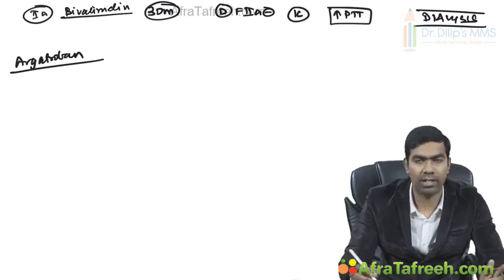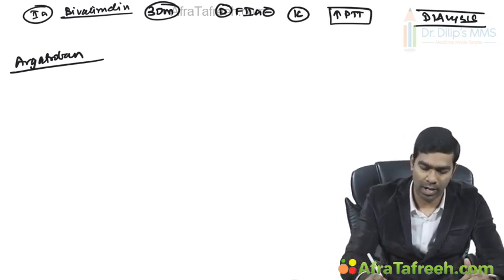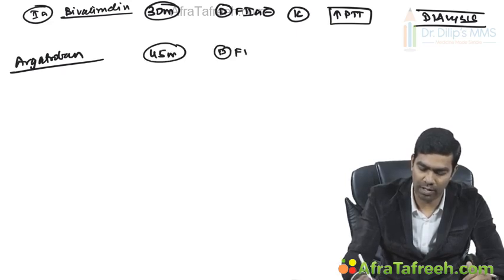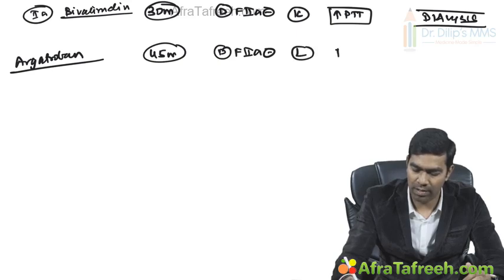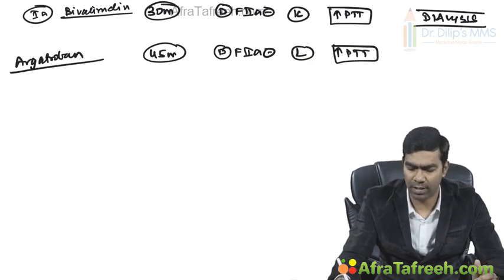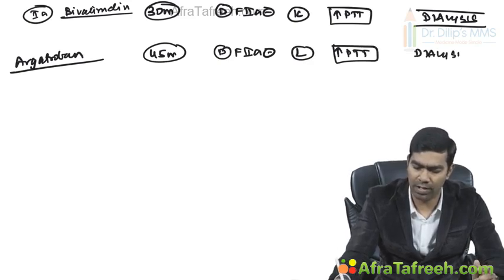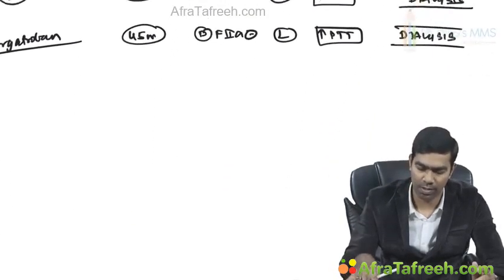Again, it's a direct factor 2A inhibitor, given by parenteral route. It's not indirect like heparin. And the half-life is only 45 minutes. And again, it's a direct factor 2A inhibitor, that is a direct thrombin inhibitor. Metabolism is through the liver, and monitored maybe through elevated PTT, but there is no real monitoring. And the only way to treat an overdose is dialysis. There is no other option. So these are things you can do.